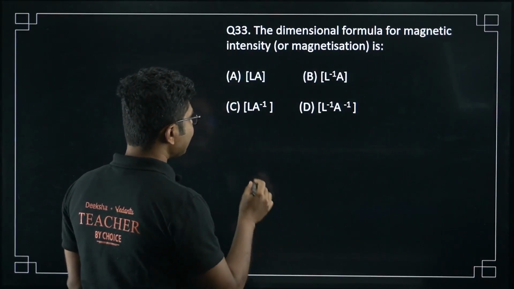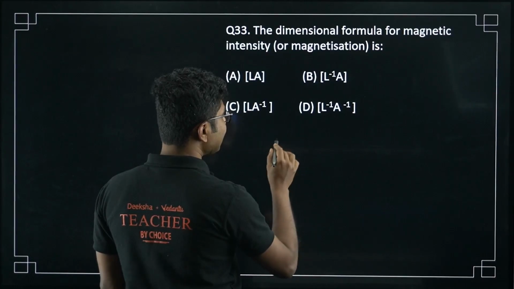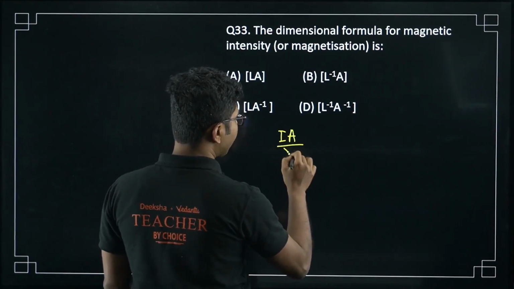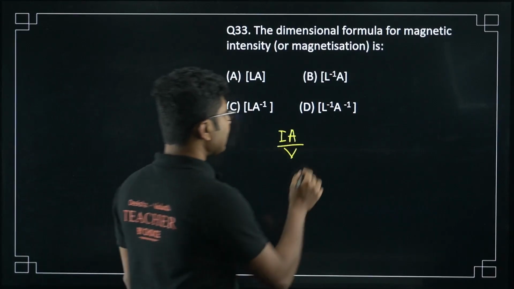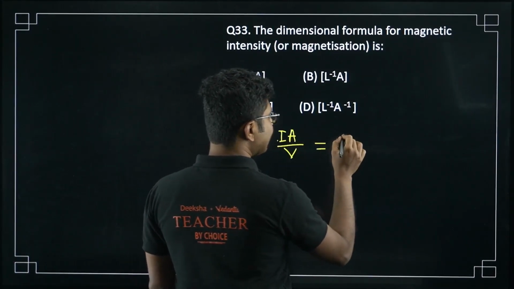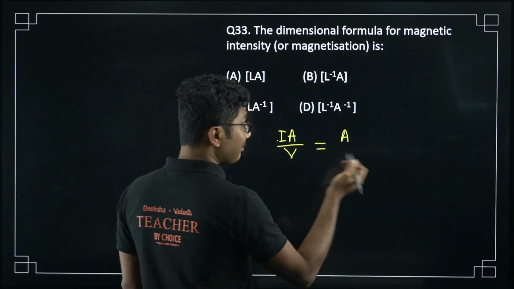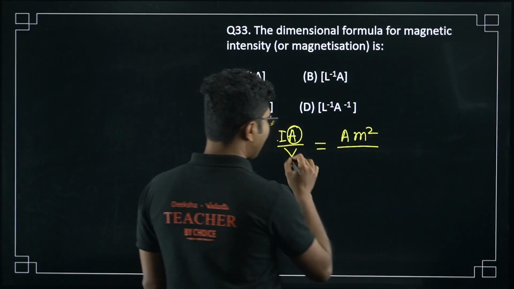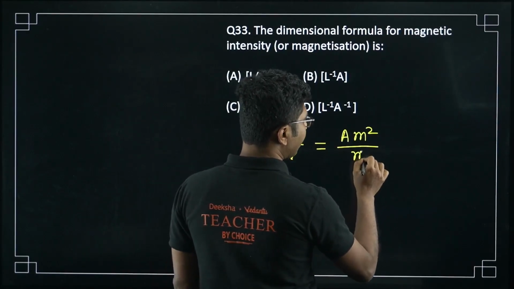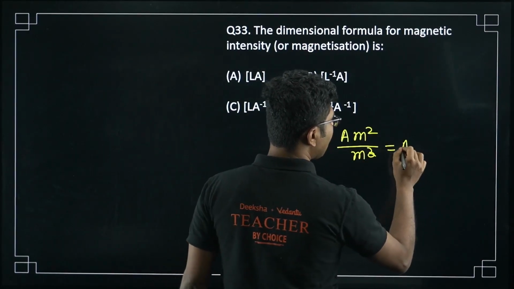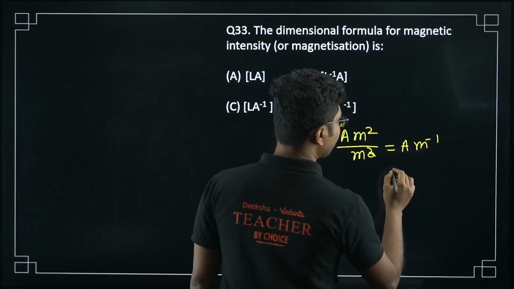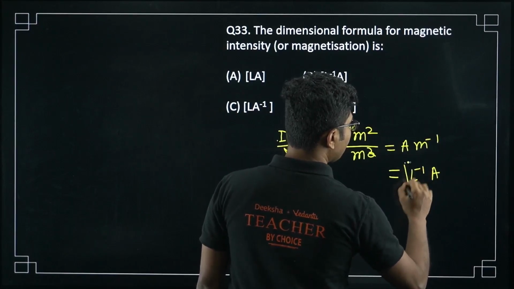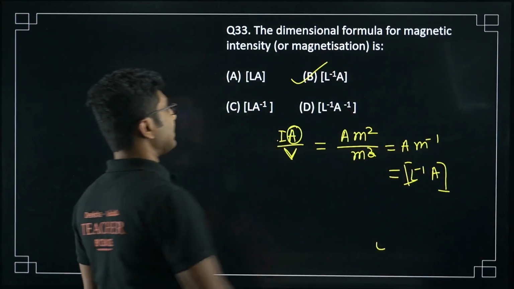Okay, magnetization is what? Magnetization is magnetic moment per unit volume. In case you forget, let's see that. Magnetization I has dimension of ampere times area, that is m square, divided by volume, which is m cube, so it will be ampere meter to the power minus 1. So the dimension is L to the power minus 1 ampere. This will be the dimension of magnetization.